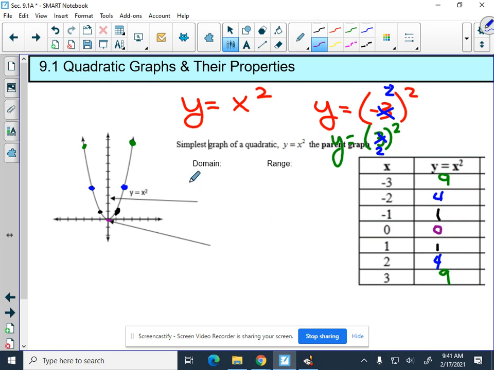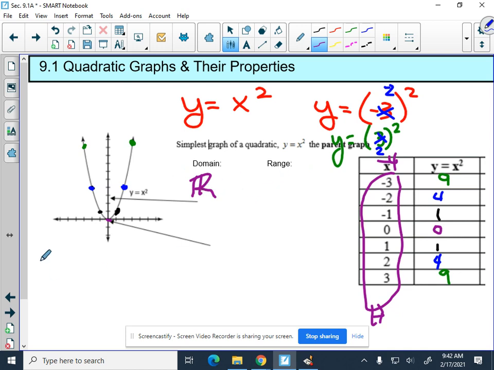Now, the domain. The domain technically here is still this good old thing. What does that mean? All real numbers, because I could put in more numbers. I didn't have to stop at -3, -2. These numbers, the inputs, they're the domain. But I could put in -4. I could put in +4. I could put in -100, +100, -1 million, +1 million. I'm still going to get answers. So I can put in all numbers.